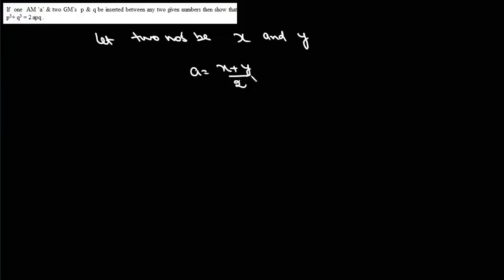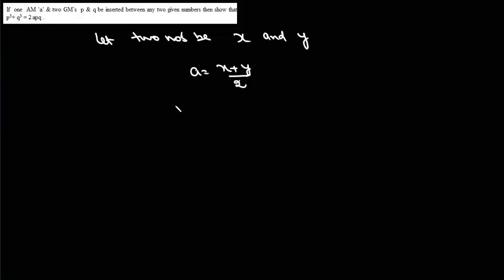Now here the question is, if one AM A and two GMs P and Q are inserted between two given numbers, then show that P squared Q plus Q squared P is equal to 2APQ. Now let the two numbers be X and Y. Now it says we have inserted one AM A between X and Y. So basically this A will be X plus Y by 2.